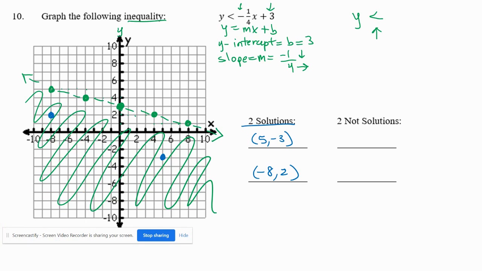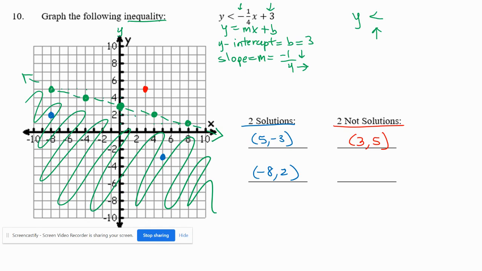Now it says not solutions. I probably could have phrased that better. But 2 points that are not solutions. So we want points that are not in the shaded region. So like a good one would be here. Okay, so 3, 5 would not be a solution because it's not located within the shaded region.